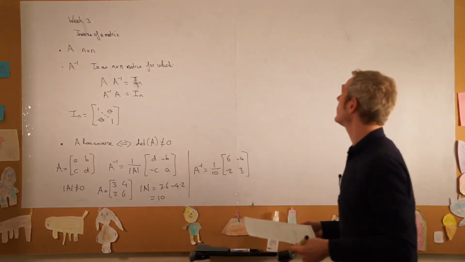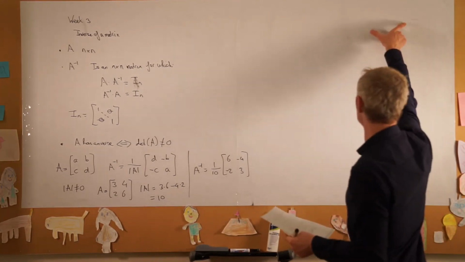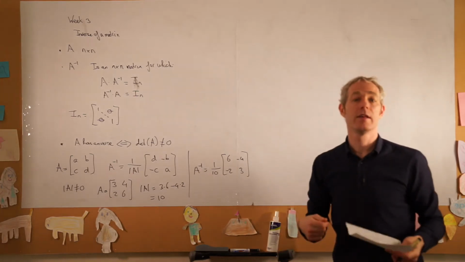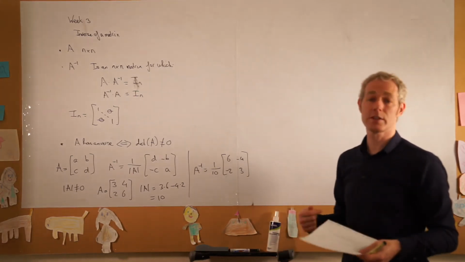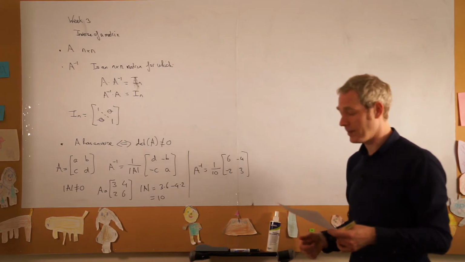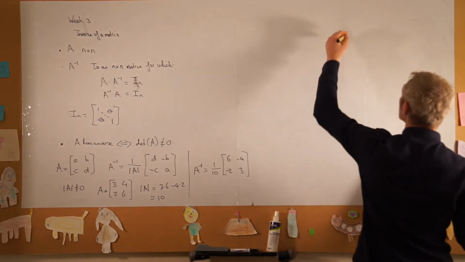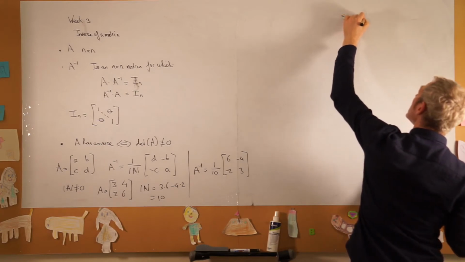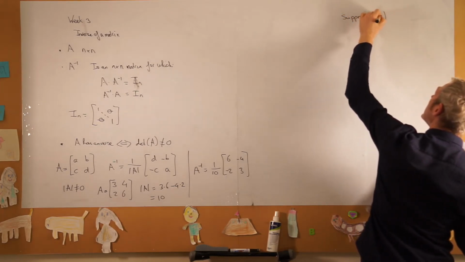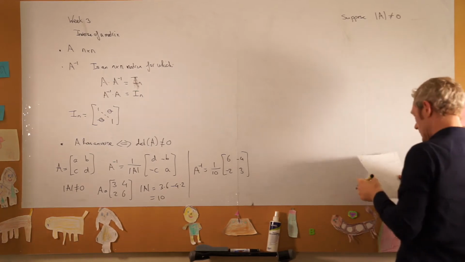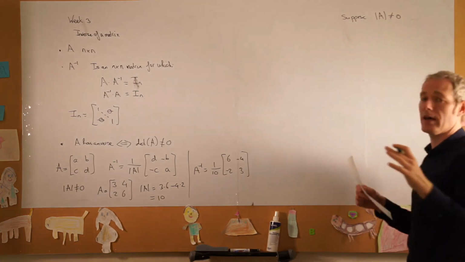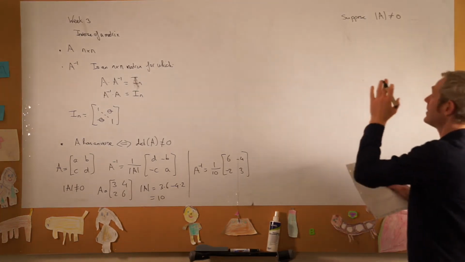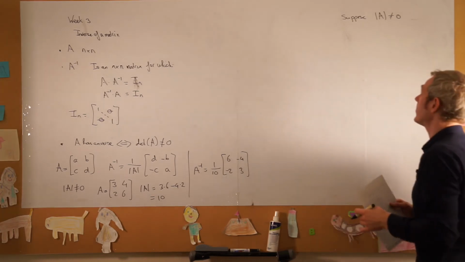Now, for the general case, I will write the general case out here, and then I will pause this video and clean the board. So for the general case, suppose that the determinant of A is not equal to 0. If this is the case, it has an inverse. If it is equal to 0, we can stop here.